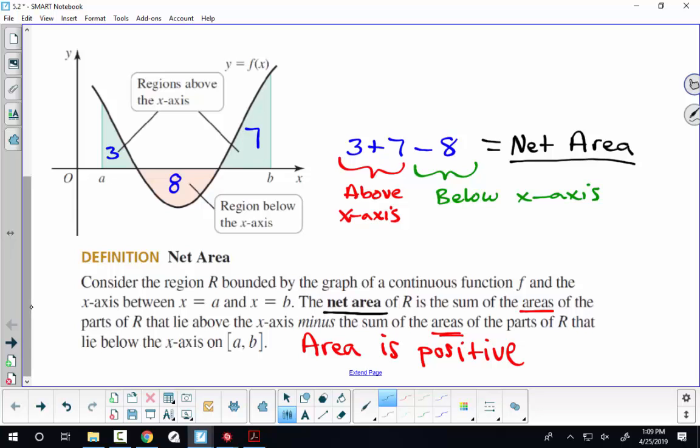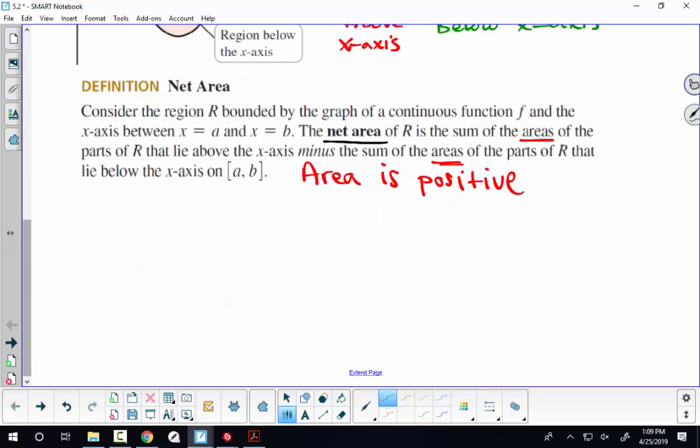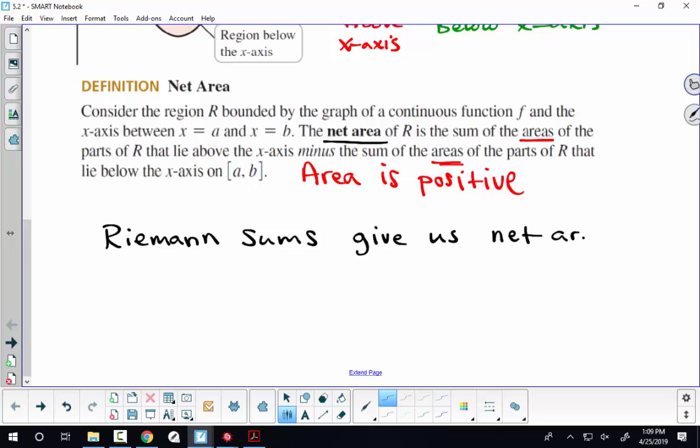Now what we want to put this to is our Riemann sums. Riemann sums give us net area. It's just a general statement. If all of your area is above the x-axis, the net area and the area are the same in that instance. We just mean that in general, when we compute a Riemann sum, it's the net area.